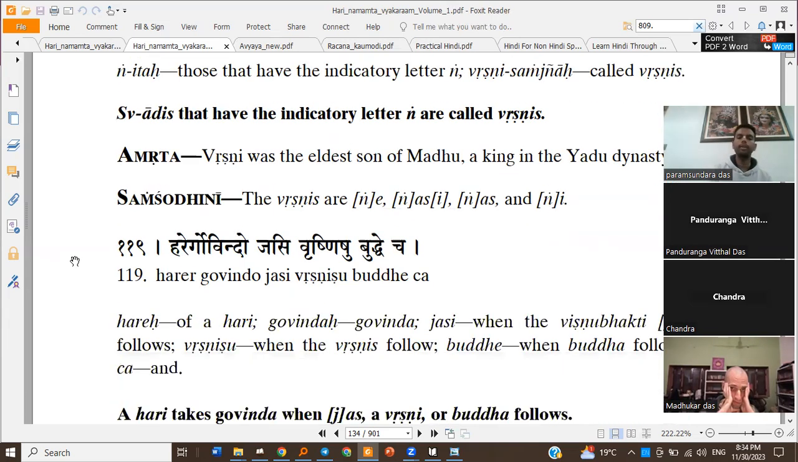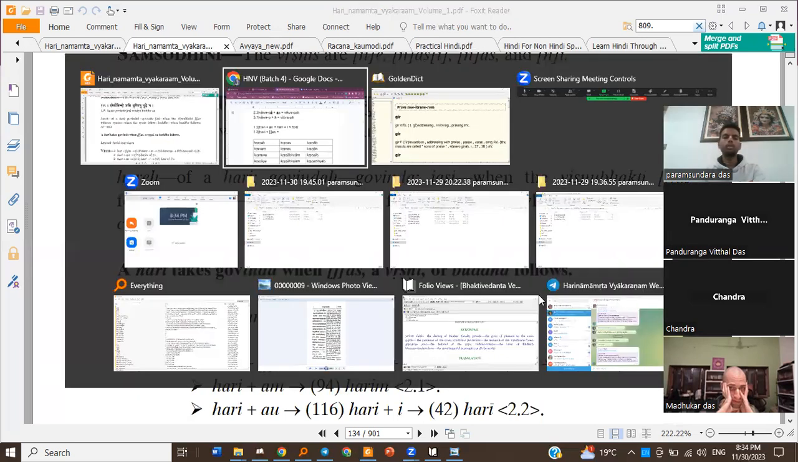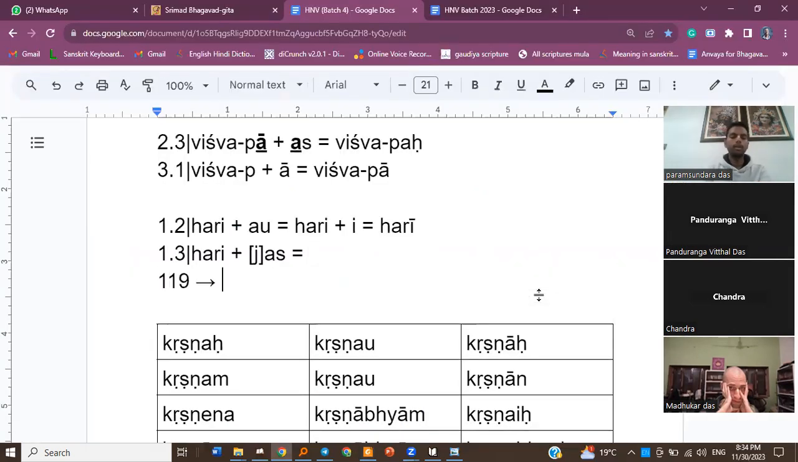Then coming to the sutra here, Harer Govindo Jasi Vrishnishu Buddhe Cha. A Hari Shabda takes Govinda when either Jas or a Vrishni or Buddha follows. So this sutra explains, if we have Hari Shabda, which means a word ending with either Vamana E or Vamana U, and if we have either Jas, Vrishni or Buddha following, Govinda will take place.